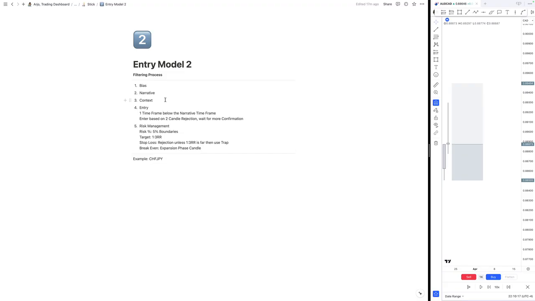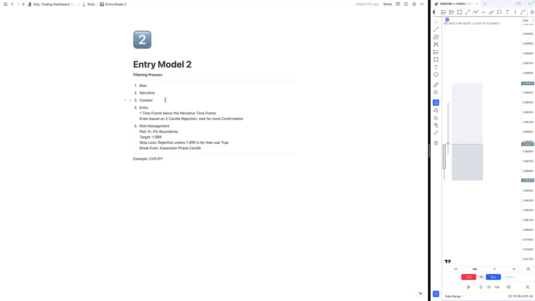You don't only need to look at the daily. You can also use the 1 hour, of course. Now, right here, I want to go one time frame below that time frame. So enter based on 2 candle rejection, wait for a little bit more confirmation. Because when you have a daily candle already rejecting, but off that daily discount array, that's quite a lot of momentum with it.